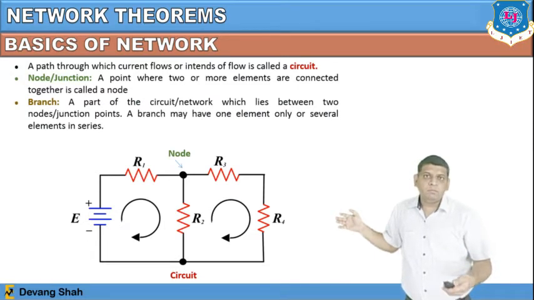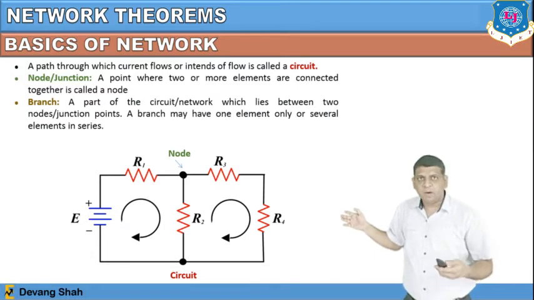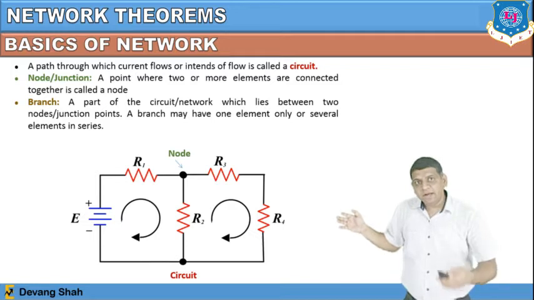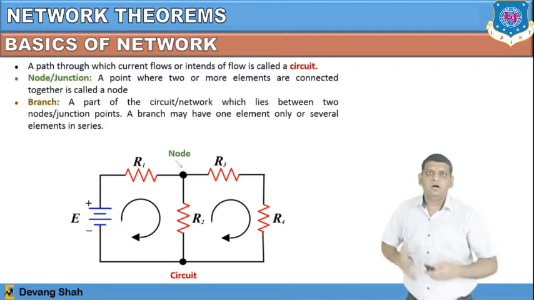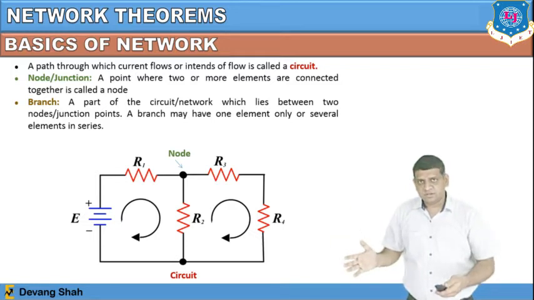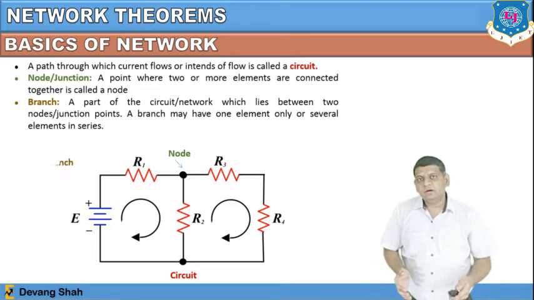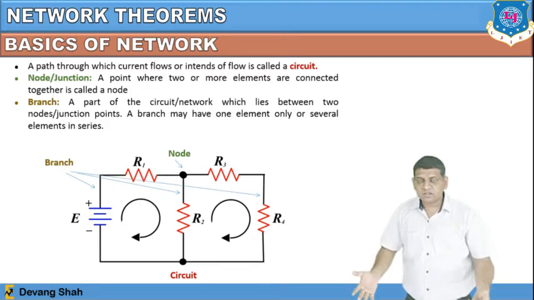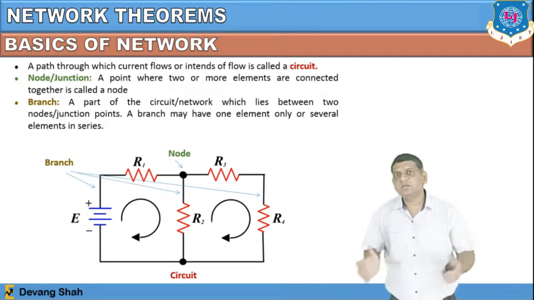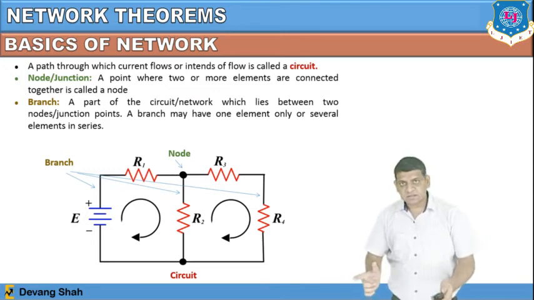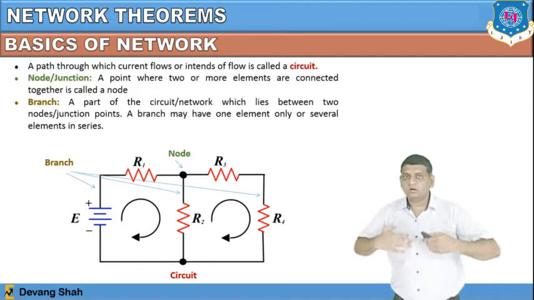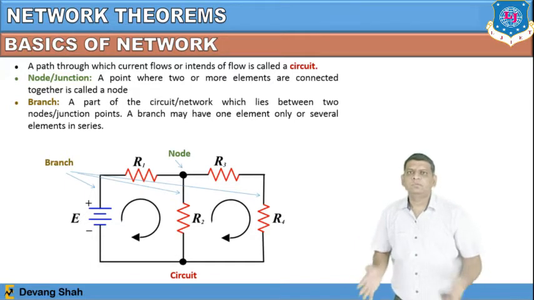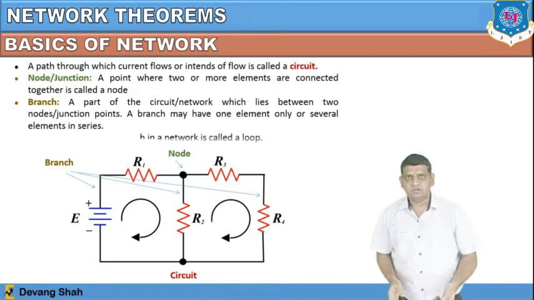Now, what do we mean by a circuit branch? It is a part of the circuit or network which lies between nodes or junction points. Here you can see there are three branches, maybe more, and each branch must contain at least a single element. If you connect more elements in a branch, all those elements must be in a series combination.